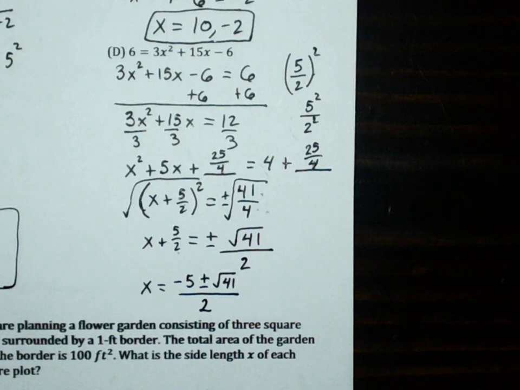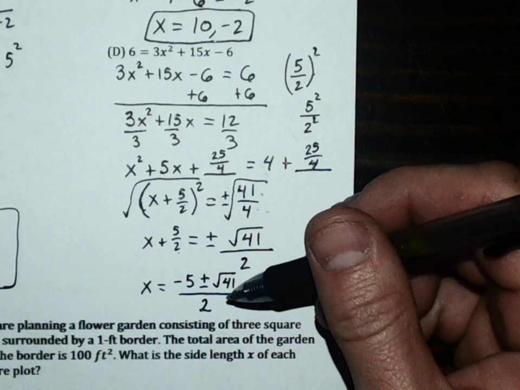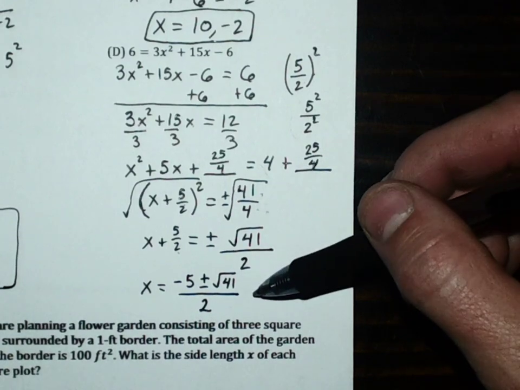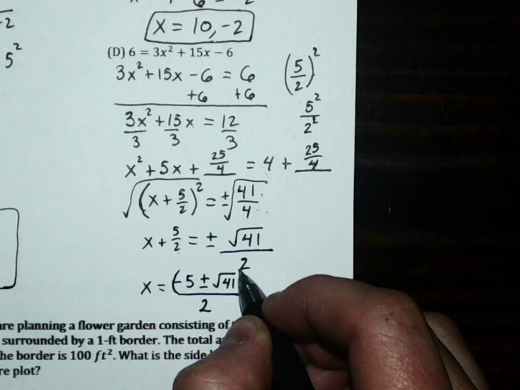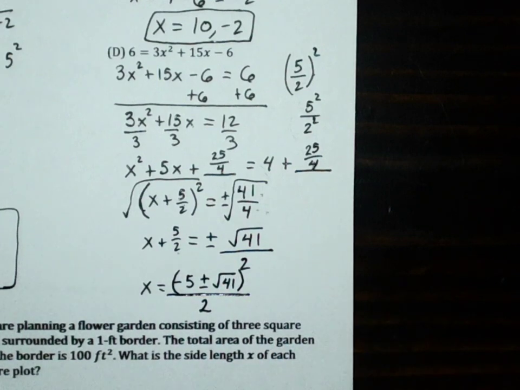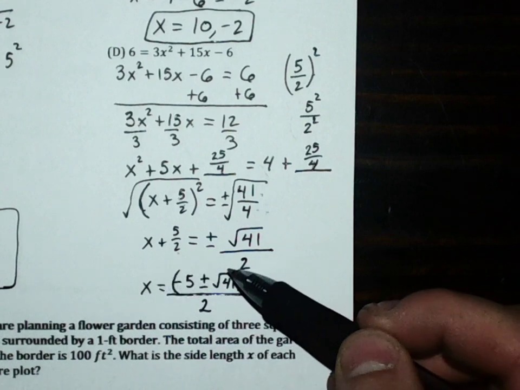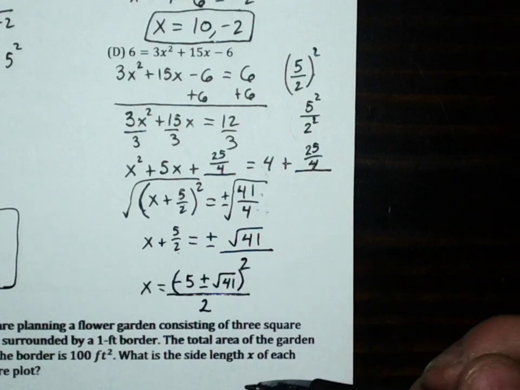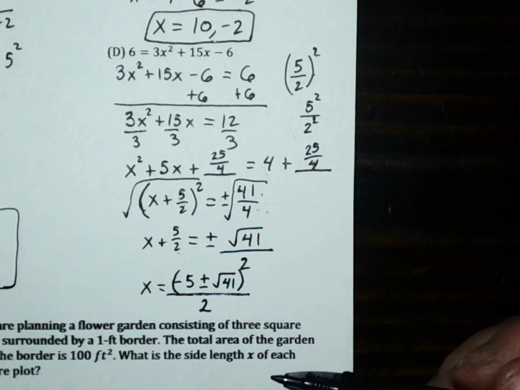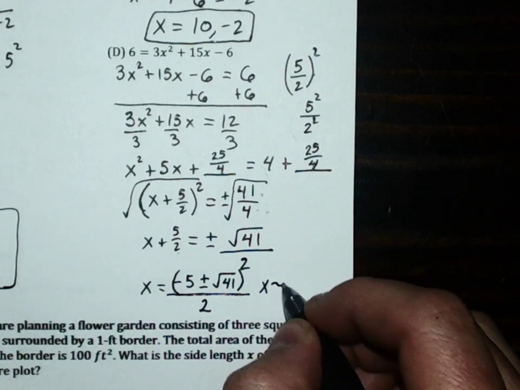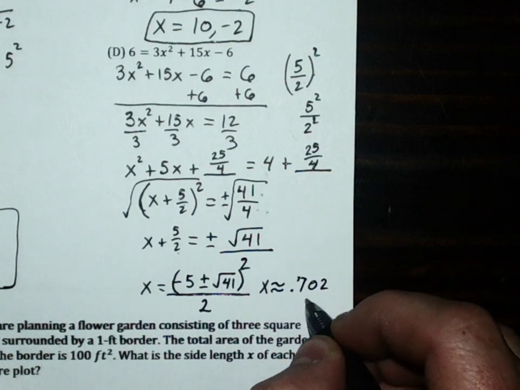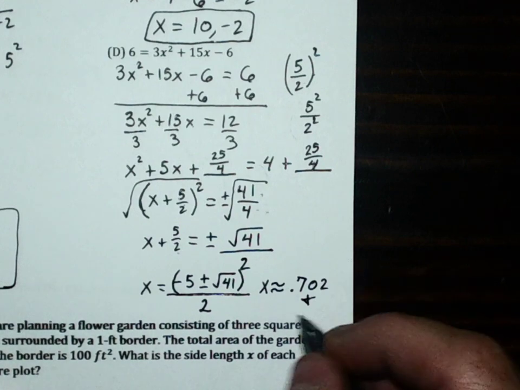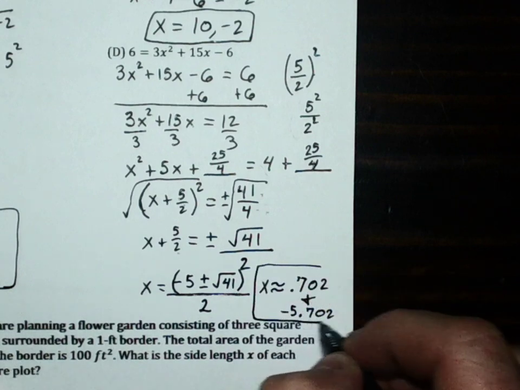Now be very careful when you type this into your calculator. If you're going to type that into your calculator in one step, you must put the top in parentheses. You must put this in parentheses if you're going to do it in one step. Otherwise, do it in two steps. You'll get two answers that x is about 0.702 and negative 5.702.